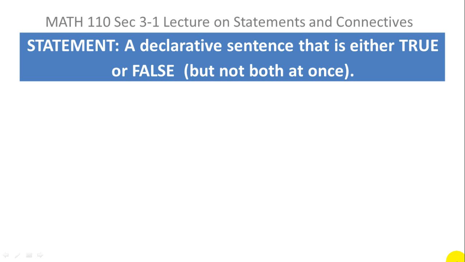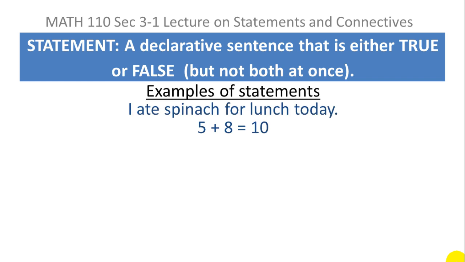We'll begin our study of the chapter on logic by defining some terms, and the first of these is the definition of something called a statement or a logical statement. For us, a statement or logical statement will be a declarative sentence that is either true or false, but not both at the same time.